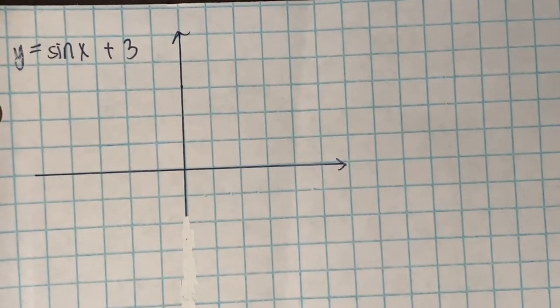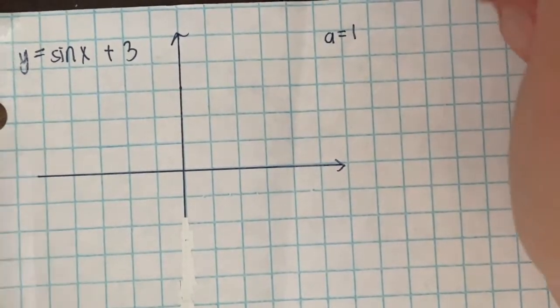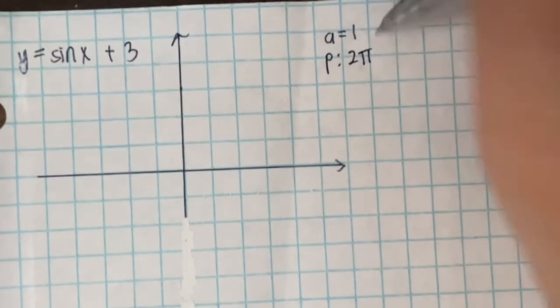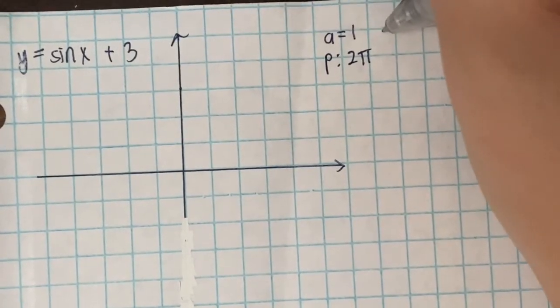We want to identify the period and the amplitude. Our amplitude is equal to 1. Period is going to be equal to 2 pi because 2 pi divided by 1 is 2 pi. And then we have a vertical shift up by 3.